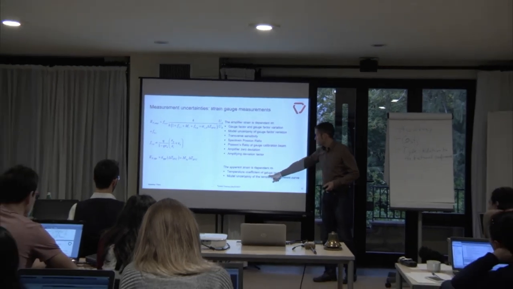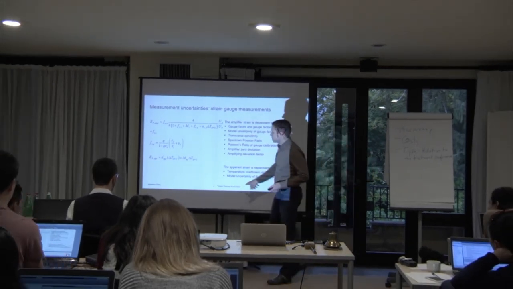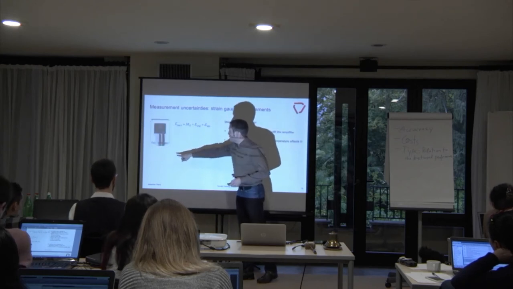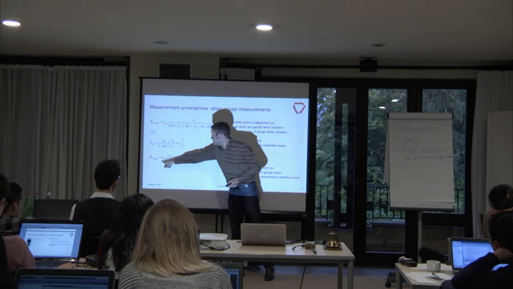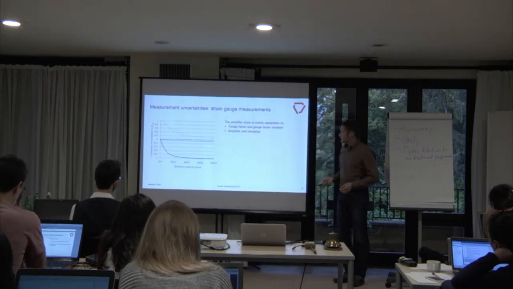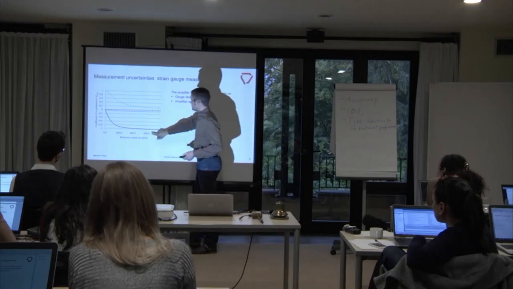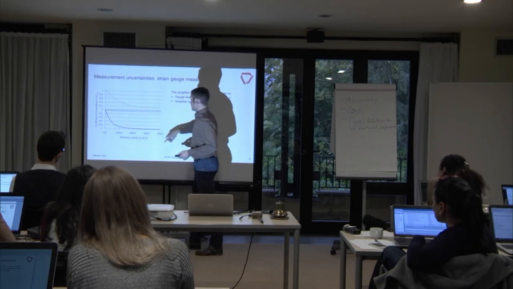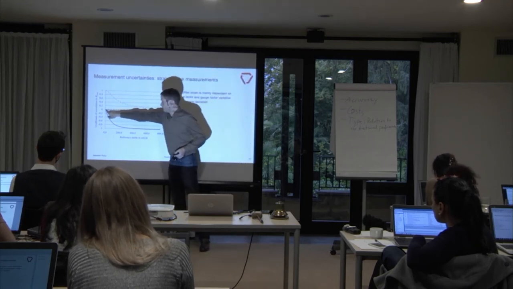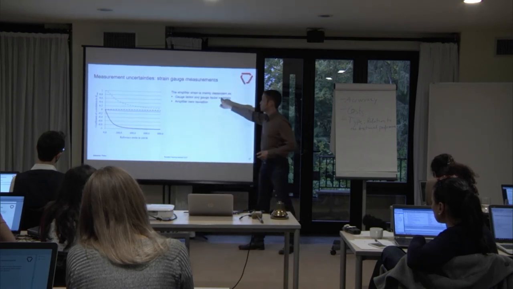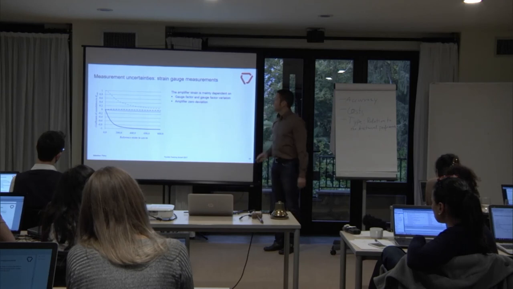And then there's also a temperature coefficient for the gauge factor. We have here the process equation for the apparent strain. That's the apparent strain, and that's the process equation. There are many influencing factors, but only a few are really relevant. And that is the gauge factor and gauge factor variation for the strain gauge, and the amplifier zero deviation. So that's basically this line, this line. The zero deviation is relevant for very low strains. For very high strains, it's the gauge factor and gauge factor variation which is relevant.